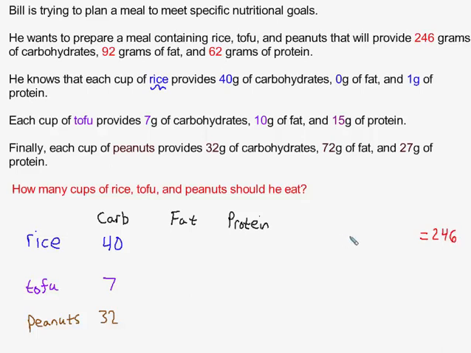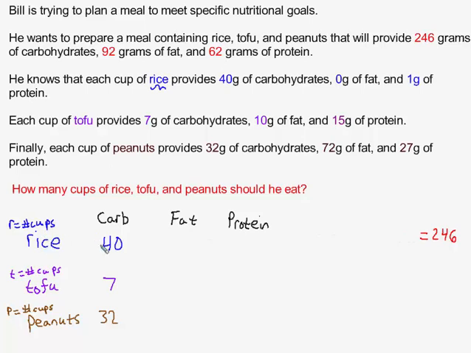This is a good time to define some variables. I'm going to let the variable r be the number of cups of rice that the person must eat. Let the variable t be the number of cups of tofu he must eat. And finally, the variable p be the number of cups of peanuts he must eat. Doing so, I can write the first equation as follows.